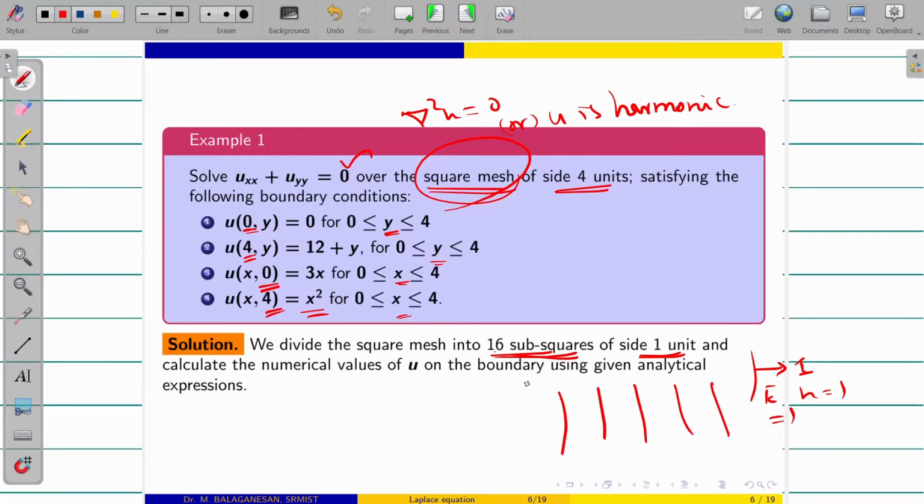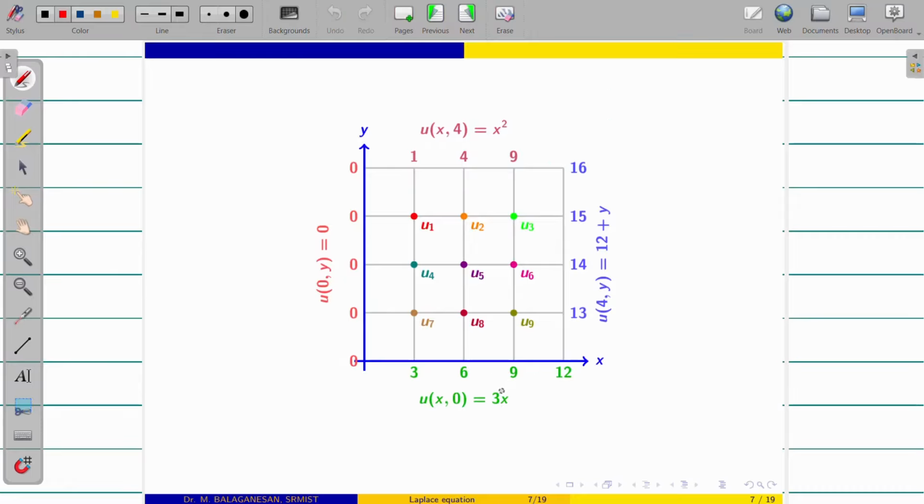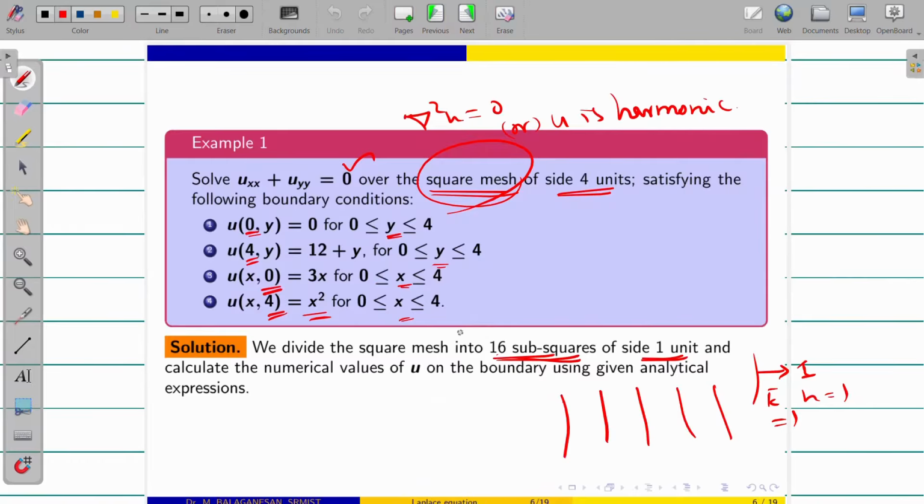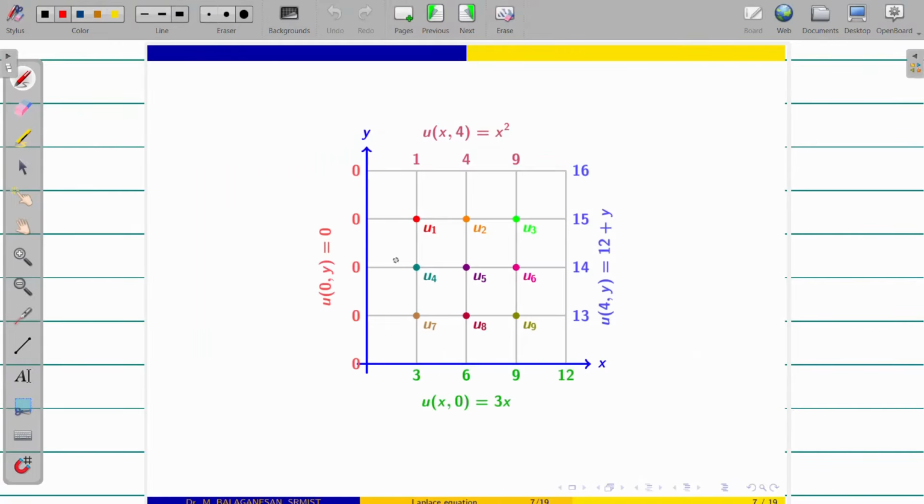Right. Now come to this one. This is the diagram. What is the first boundary condition? U of 0 comma y equal to 0. Am I right? So u of 0 comma y equal to 0 will represent which line? First I have drawn the line. I will tell you how to draw the diagram first.